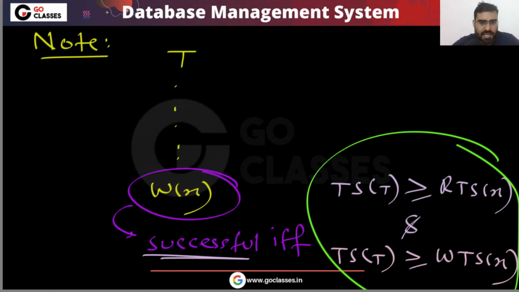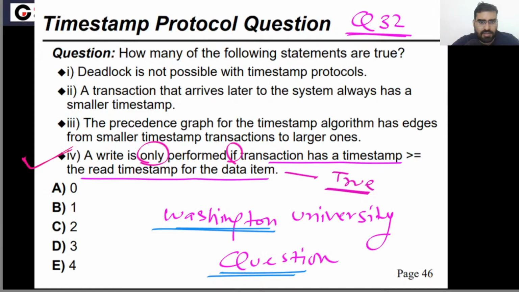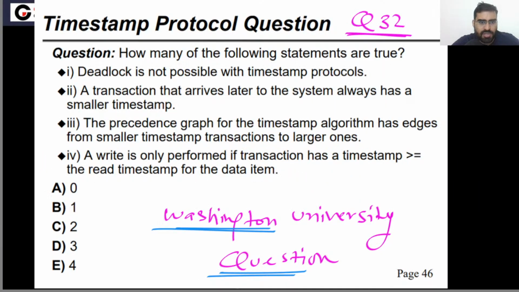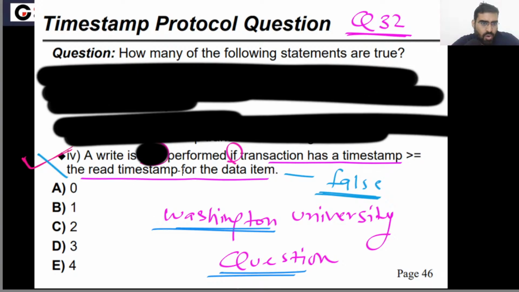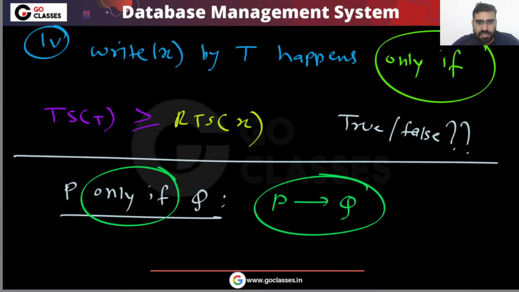Did you understand? A simple "if and only if" can change the statement. So for this particular question, I can say this is true, and this is true. So the answer will be 3. Total 3 statements are correct. But remember, if you remove the "only if", then it will become false. Statement number 4 becomes false if you remove "only if". Okay, let's move on. So this was your question number 32.